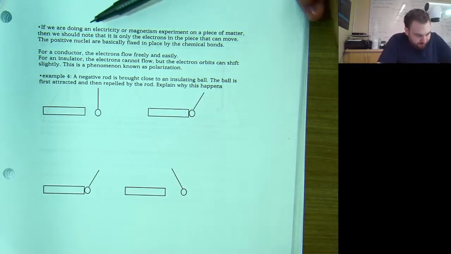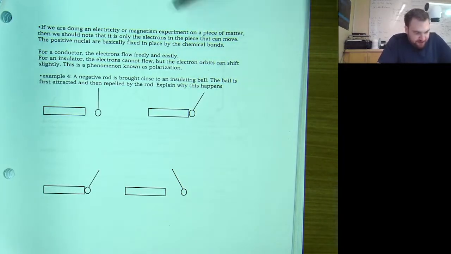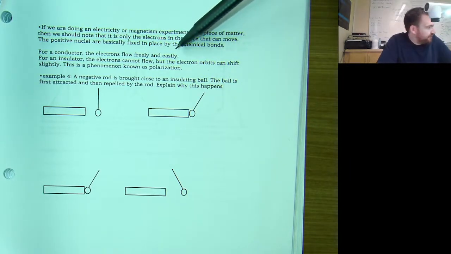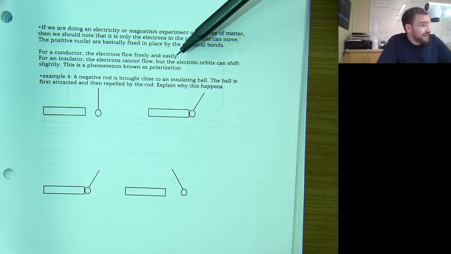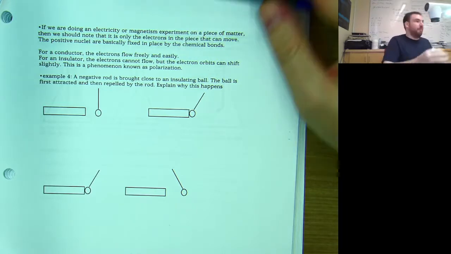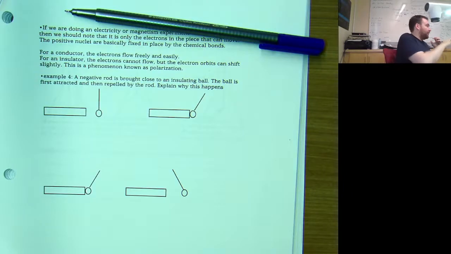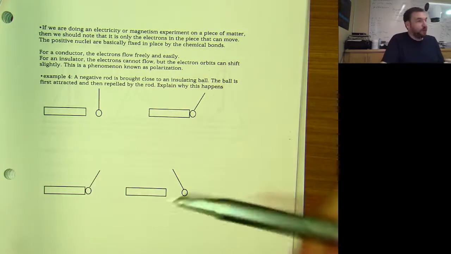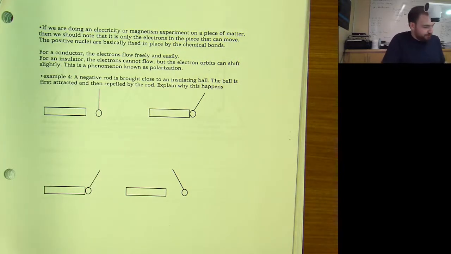So, if we were doing an electricity or magnetism experiment on a piece of matter, we should note that it is only the electrons, you should know this, it's only the electrons that move, yes? Protons are locked in. If the protons moved, for example, if I had a metal bar and the protons were moving, that would start to deform the metal bar. That means the entire atom is now shifting, and so you're warping the whole bar. Reality doesn't warp like that. So the only part of a particle that flows is the electrons. That should not be earth-shattering to you.